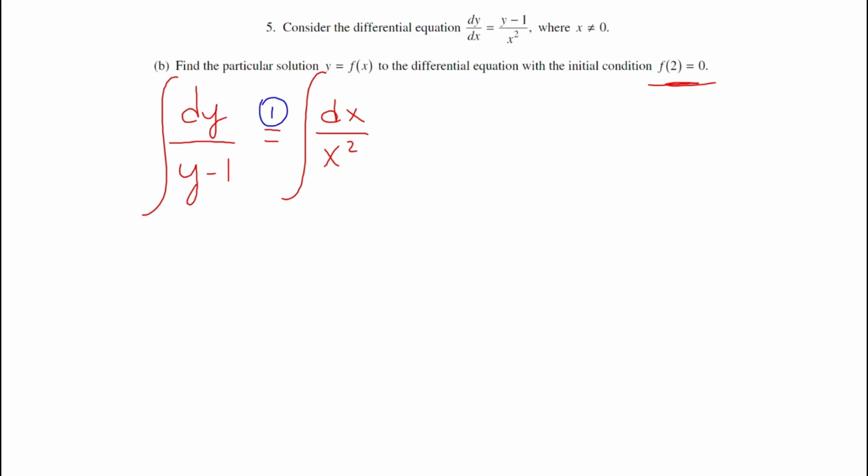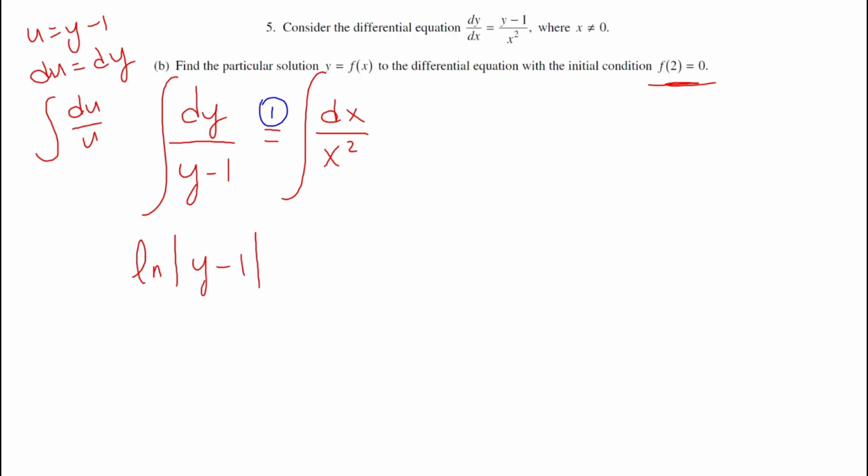For the y minus 1, we're going to let u equal y minus 1, and du is just dy. So this becomes an integral of du over u, which we know is natural log absolute value of u, or natural log absolute value of y minus 1. Normally we'd add a plus c when we integrate, but we're going to ignore that for the time being because we're going to have a constant on the other side, and a constant minus one constant to bring it over just cancels out.